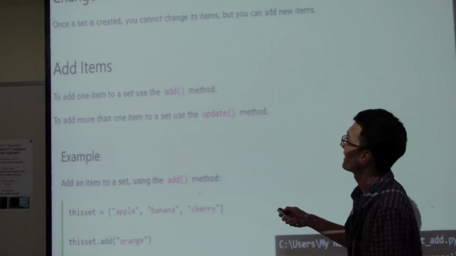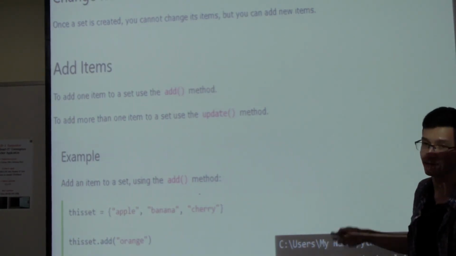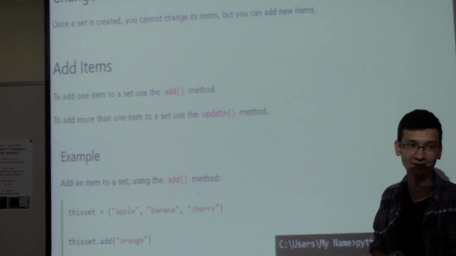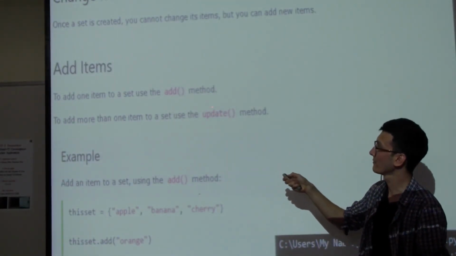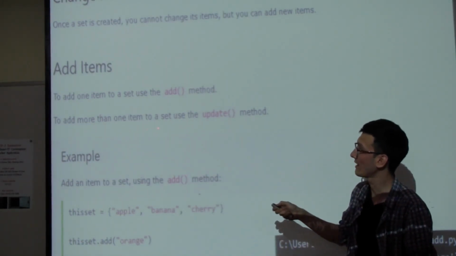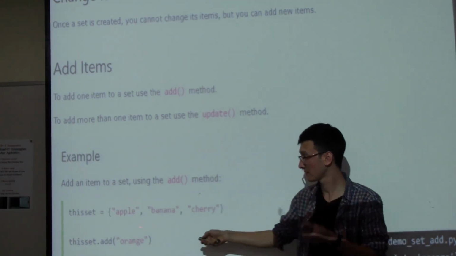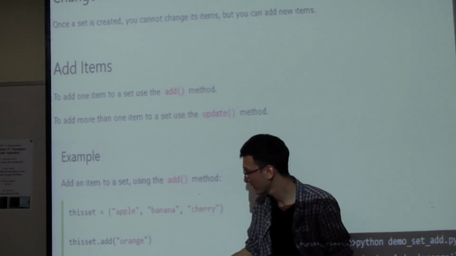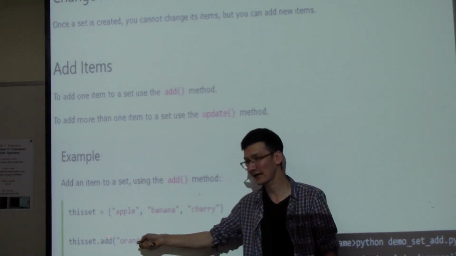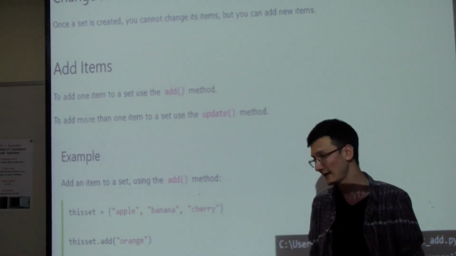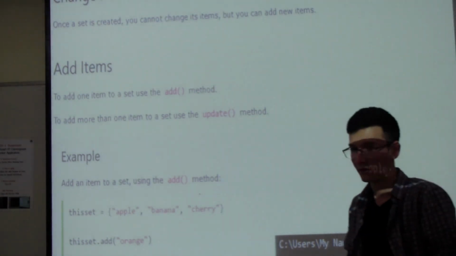Change items. Once a set is created, you cannot change its items, but you can add new items. You cannot change, but you can add. To add one item to a set, use the add method. To add more than one item to a set, use the update method. For example, we have a set with values, and we'd like to add an orange value to our set. So we use the add function. It will add this orange value here at the end of the set.